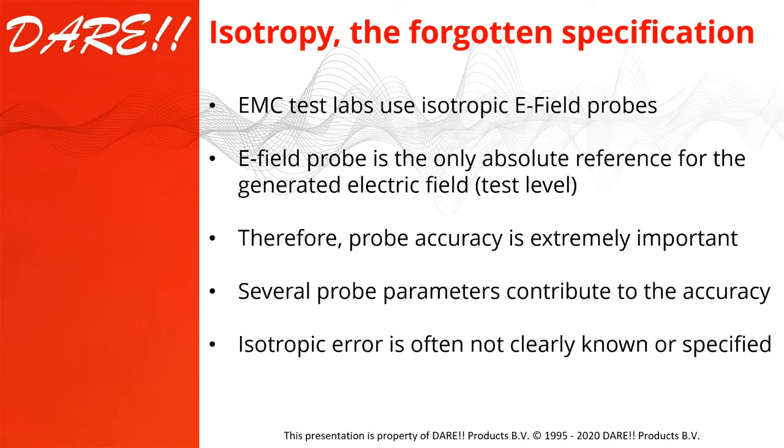And very often, isotropic error is not clearly specified. It's really strange because you're using an isotropic field probe and you might expect that the isotropic error is also clearly specified, and not only on one frequency, but over the complete frequency range. Now, we have found that very often this is certainly not clear.